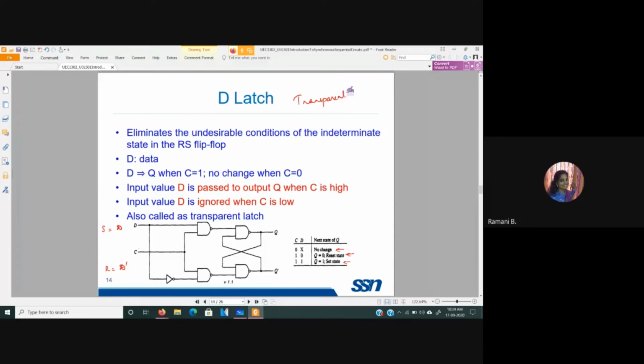That means whatever you have in the input, you will be getting that at the output. That is the reason for naming it as transparent latch, and this D corresponds to data. So Q is equal to D when C is equal to 1, and no change when C is equal to 0. So that is about the D latch.